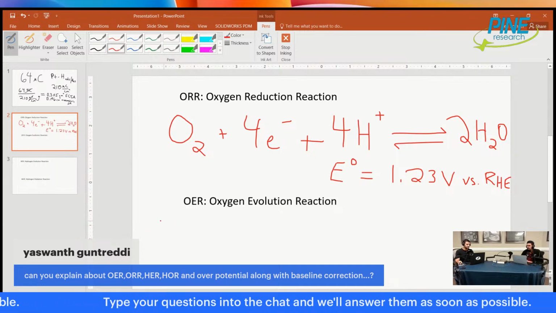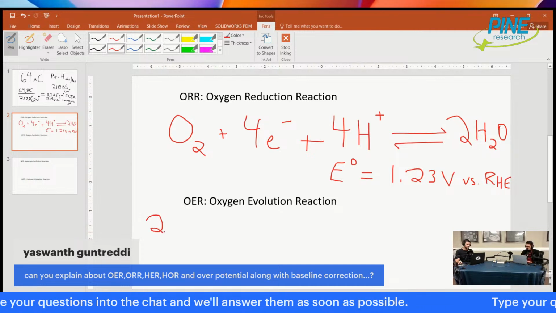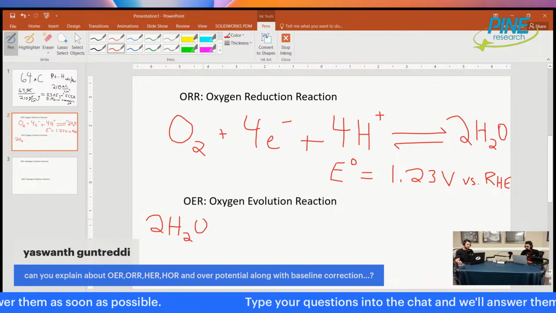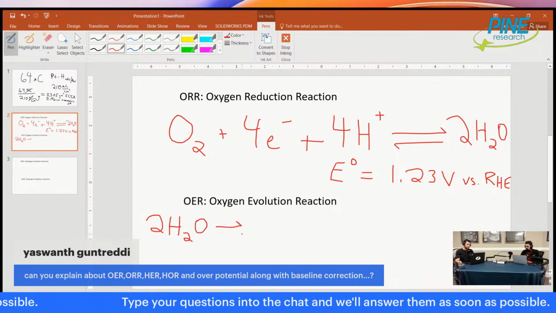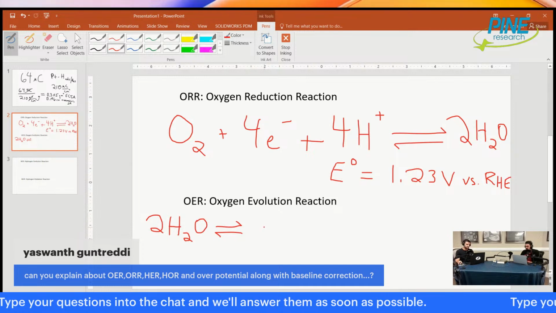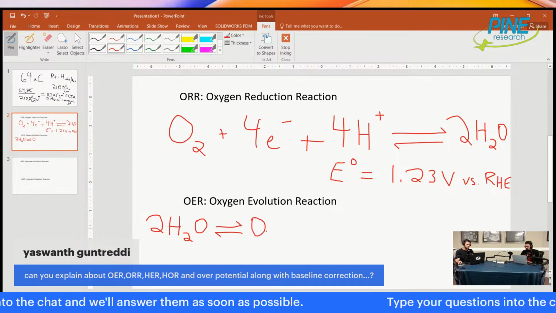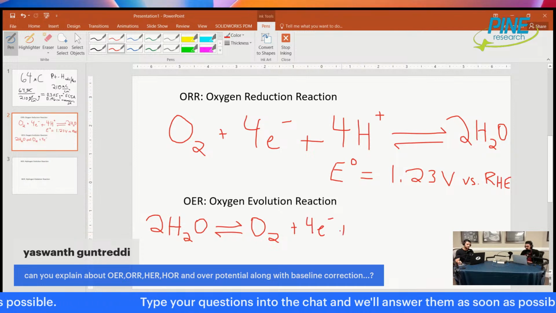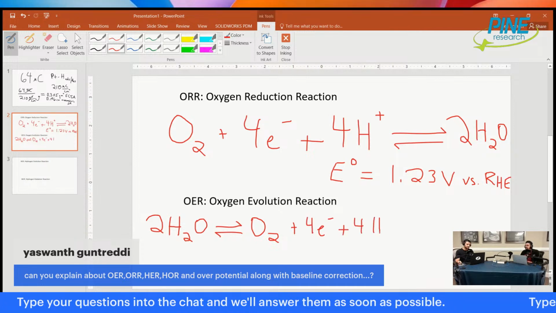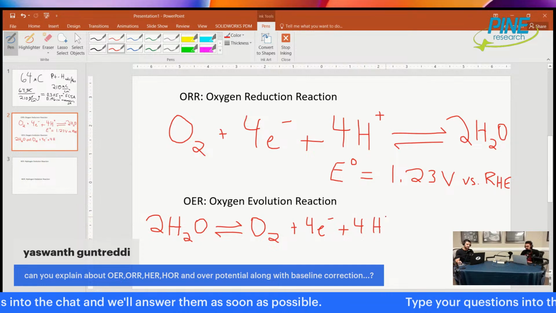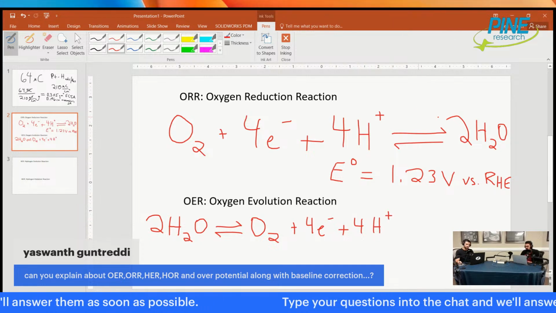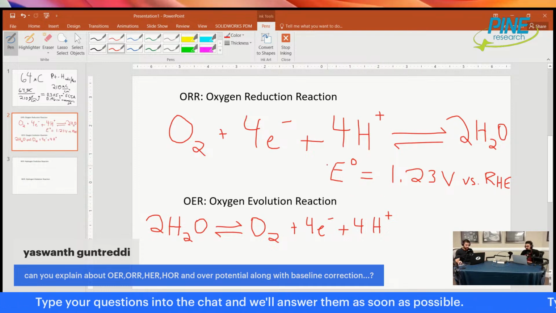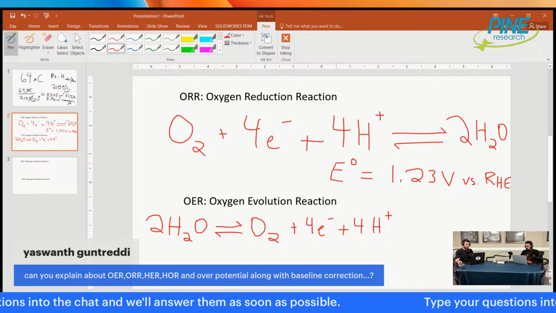The oxygen evolution reaction is quite literally just the opposite direction of the oxygen reduction reaction. I'll draw it sort of for completion here, but it's a little redundant, I suppose. But basically 2 waters gives you oxygen plus 4 electrons plus 4 protons. So the oxygen evolution reaction and the oxygen reduction reaction are going one direction or the other, effectively. And they have the same E0, right? Of course, because the E0 is sort of defined for the reduction.